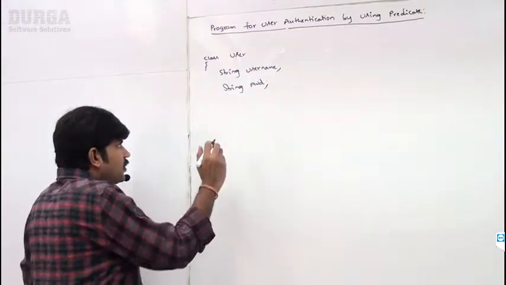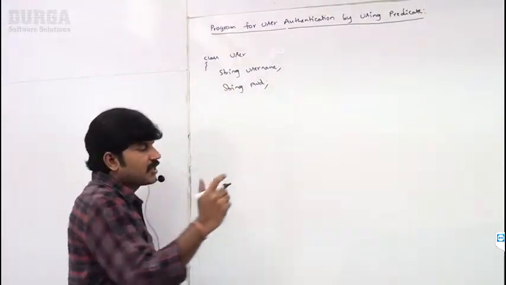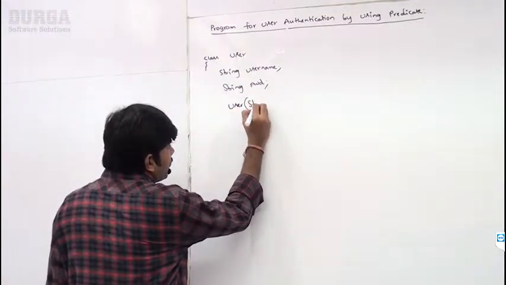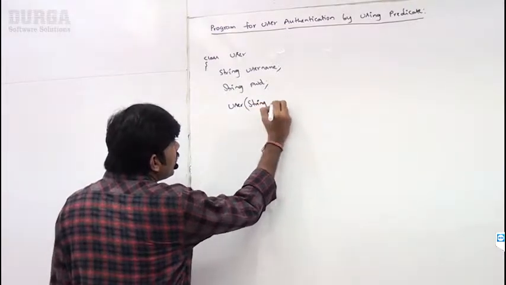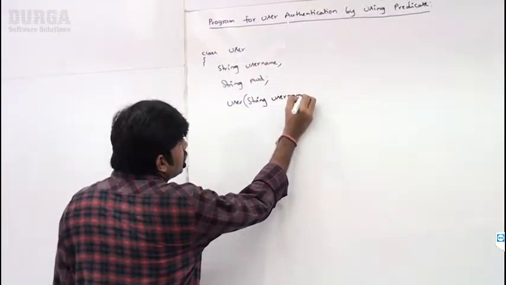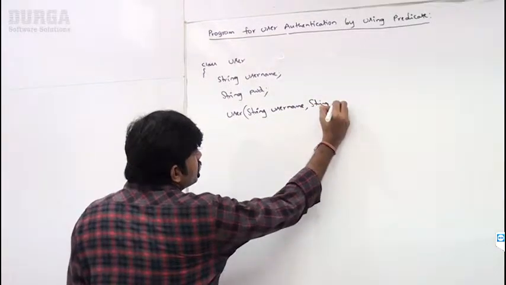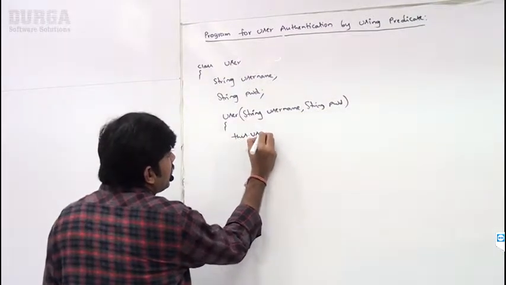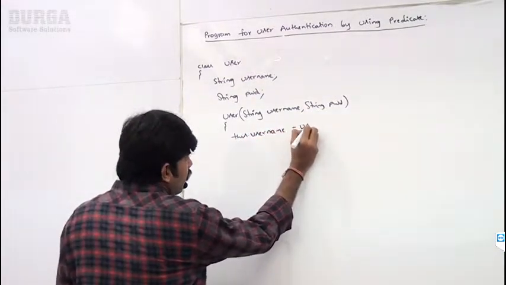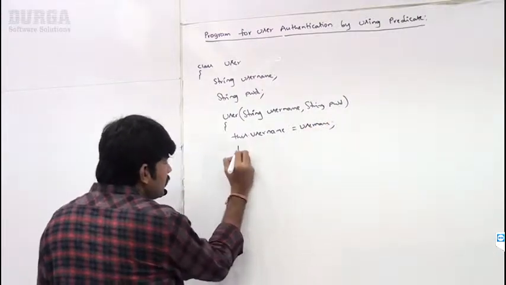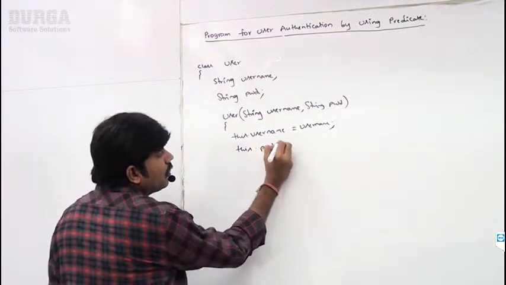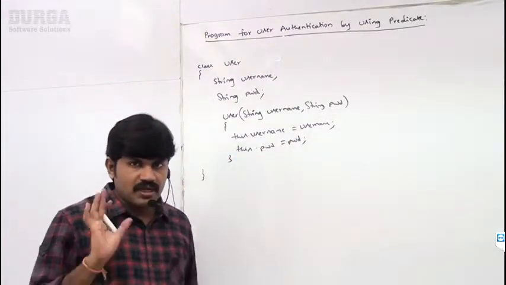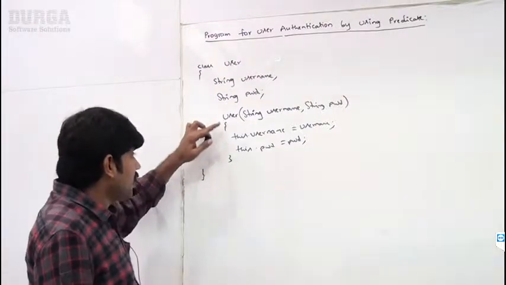Next, to create a user object. Whenever you are creating a user object, the constructor must be invoked. That's why I'm taking the User constructor with string username and string password. this.username is equal to username, this.password is equal to password. Are you getting it right? That's all. This is a small User class. Every user has a username and password.